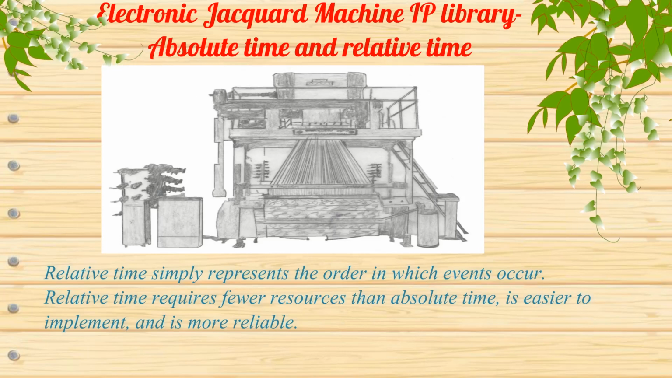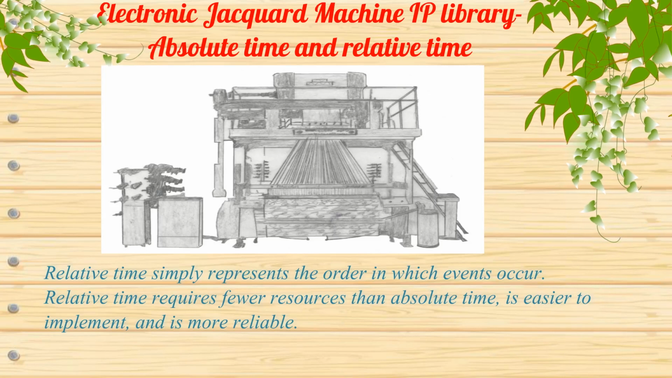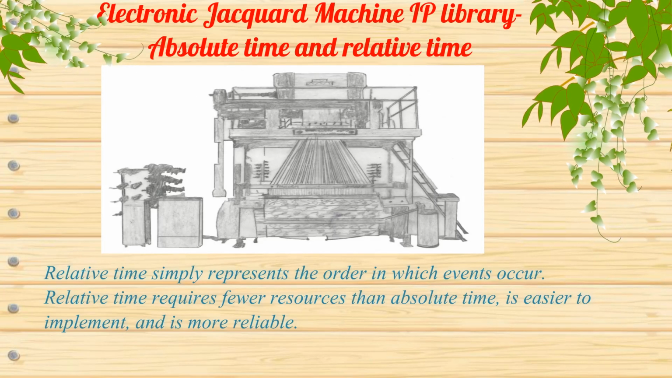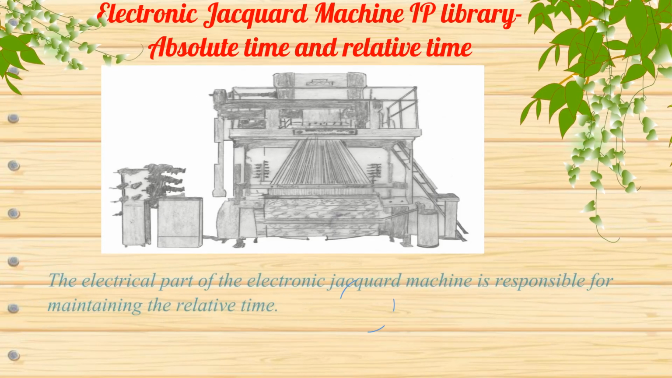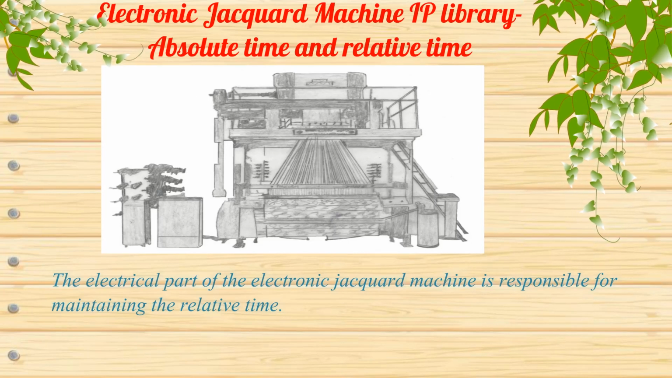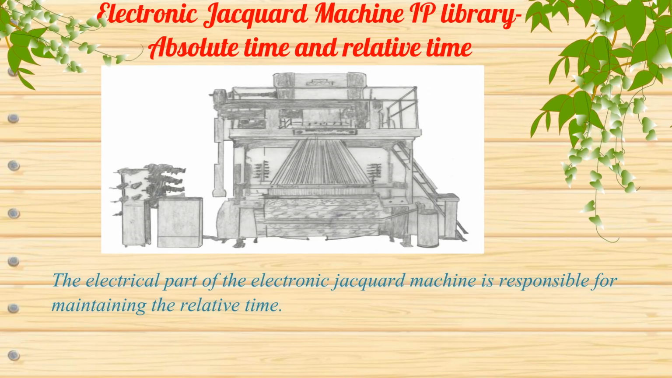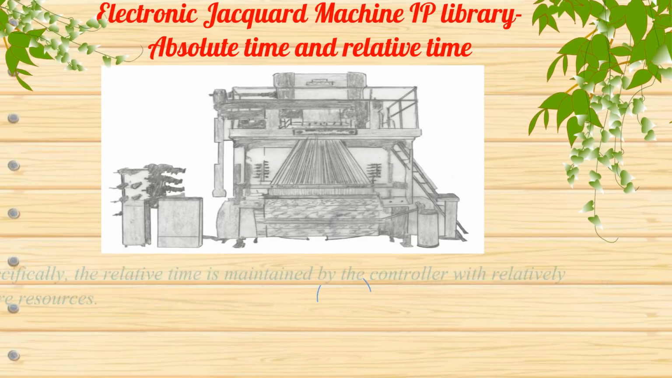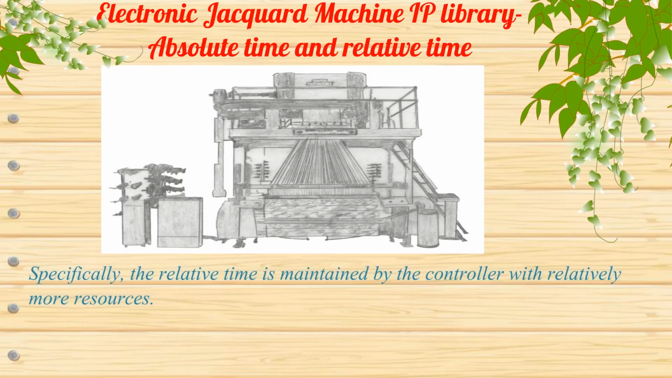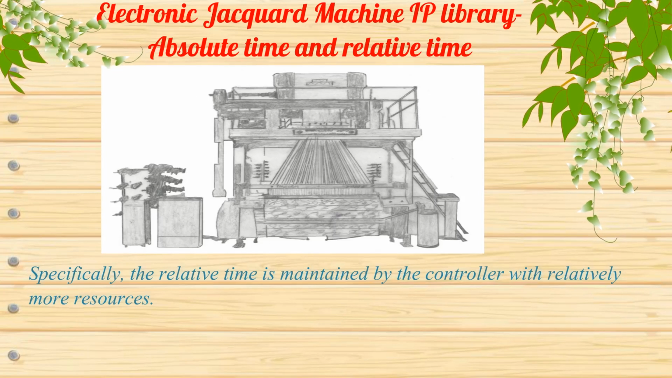Relative time simply represents the order in which events occur. Relative time requires fewer resources than absolute time, is easier to implement, and is more reliable. The electrical part of the electronic Jacquard machine is responsible for maintaining the relative time. Specifically, the relative time is maintained by the controller, which has relatively more resources.